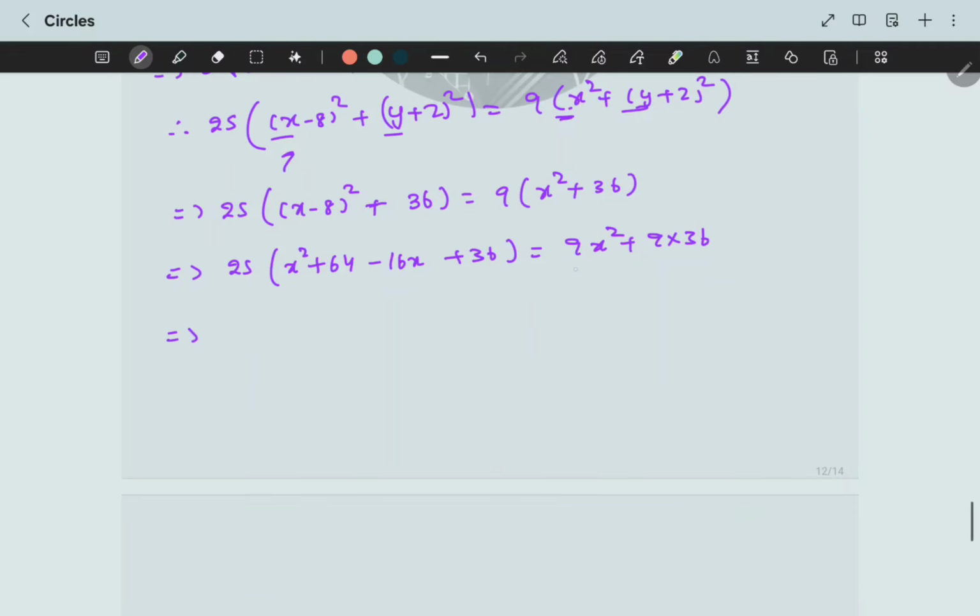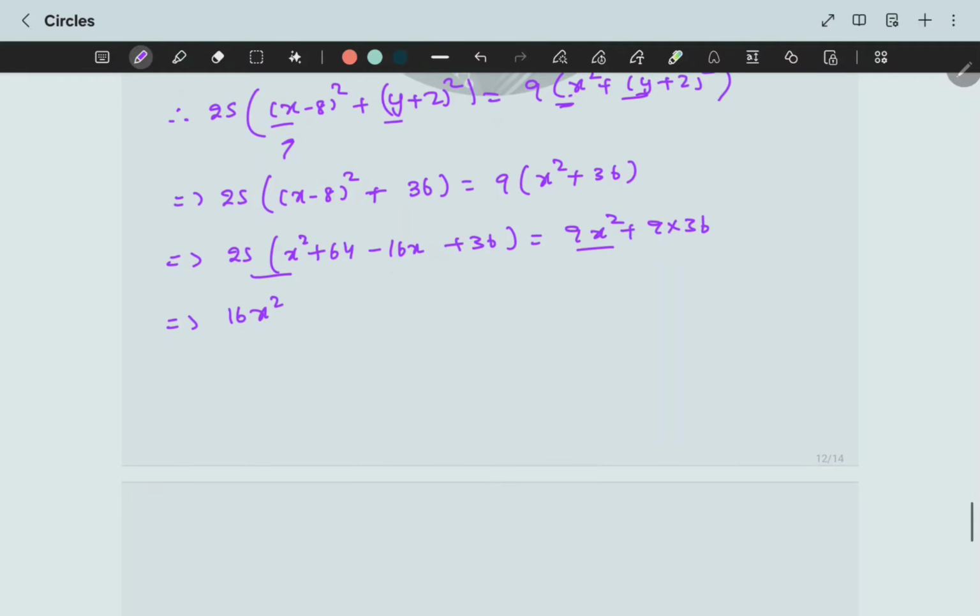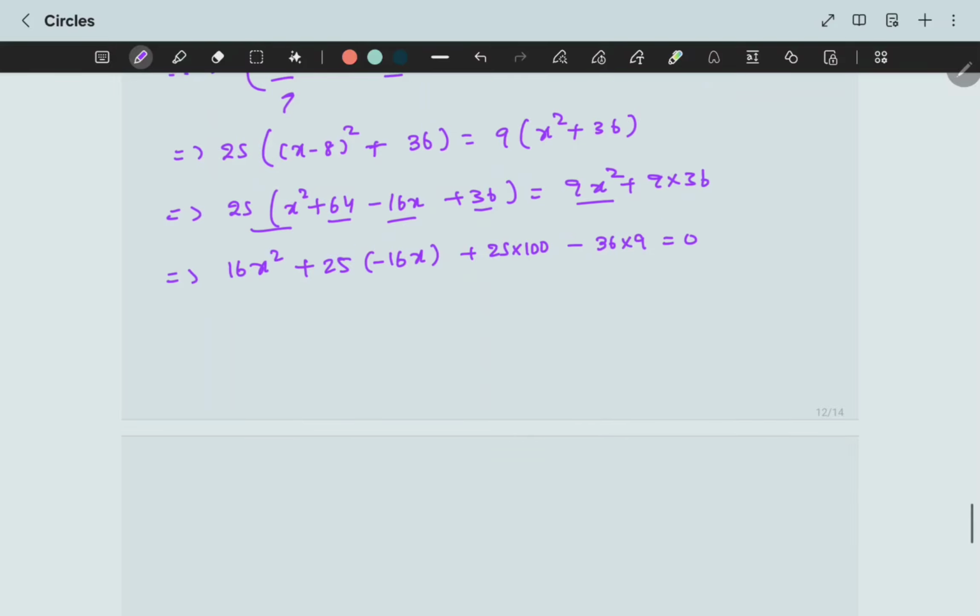So let us bring all the terms to the left hand side. 25x square minus 9x square is 16x square. And we have 25 into minus 16x. And then we have 64 plus 36 is 100. So we have 25 into 100 on the left hand side minus 36 into 9. So now what can be taken common? Can we take 16 common throughout? Is that possible?